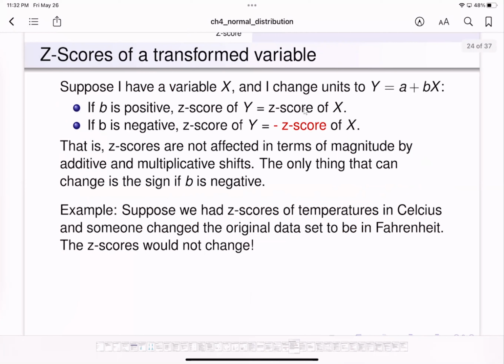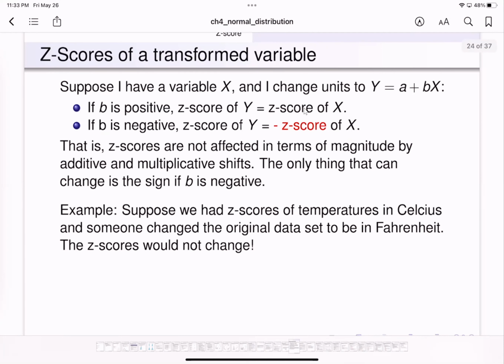The next thing is, suppose we have the variable x and we also have some desired transform turning x to y, where y is a plus bx. If you convert x to a z-score and you convert y to a z-score, you will find that, depending on b, if b is positive, then x and y have the same z-score. But on the other hand, if b is negative, the converted z-score will have a negative sign. Why is it like that?